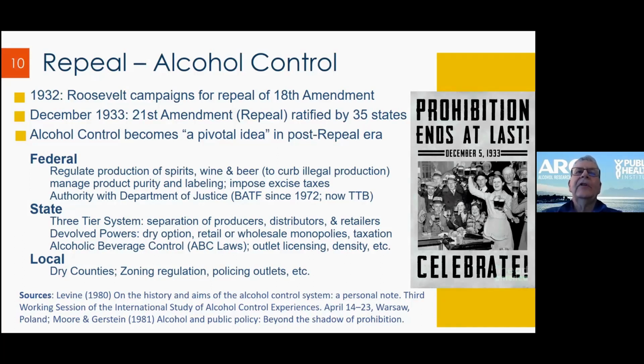All the states adopted a three-tier system. This was because prior to Prohibition, there had been this saloon situation in which producers owned the saloons, and that was believed to promote heavy drinking. So the three-tier system was set up, which separated producers, distributors, and retailers by law. And there were also, in some states, devolved powers allowing a dry option at a local level. But all states could opt for things like retail and wholesale monopolies or licensing.